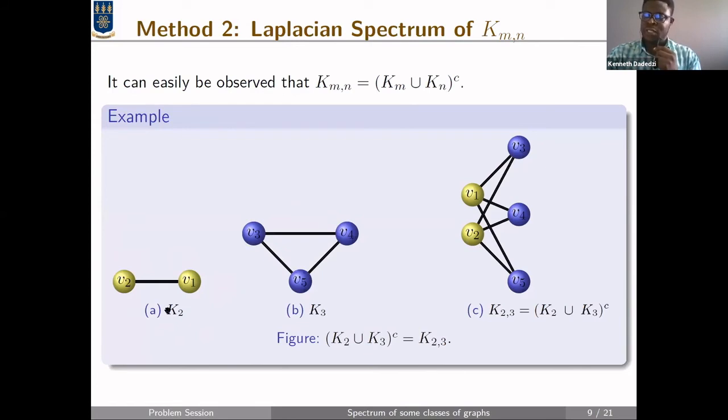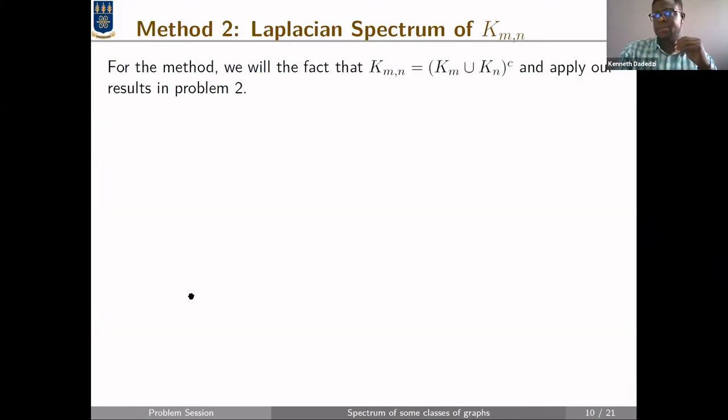We know the spectrum of complete graphs, and that's from Stefan's lecture. And we know how to find the disjoint union. So we have every tool now to find the Laplacian spectrum of K m,n, right? So that's the other method I will use. There we are taking advantage of the operation, and we apply the theorem.